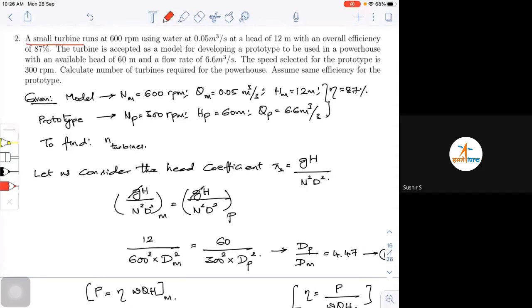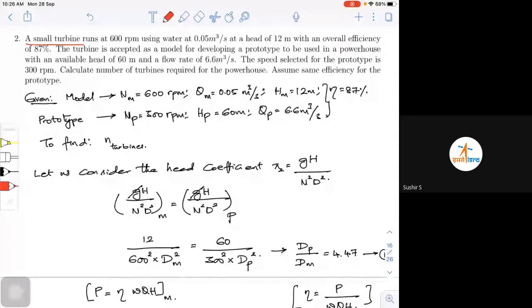The problem statement is something like this. A small turbine runs at 600 RPM using water at 0.05 meter cube per second at a head of 12 meters with an overall efficiency of 87%. The turbine is accepted as a model for developing a prototype to be used in a powerhouse with an available head of 60 meters and a flow rate of 6.6 meter cube per second. The speed selected for the prototype is 300 RPM. Calculate the number of turbines required for the powerhouse. Assume the same efficiency for the prototype. So this is the condition.